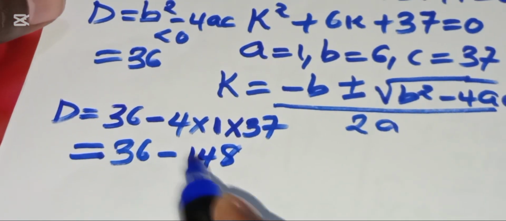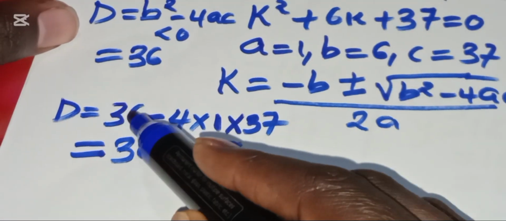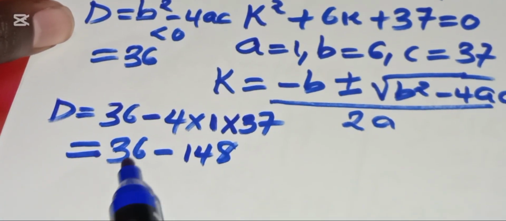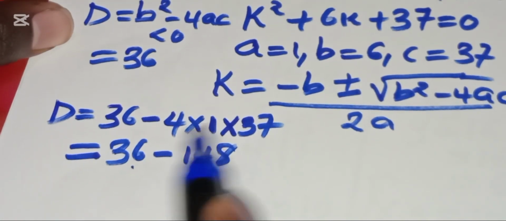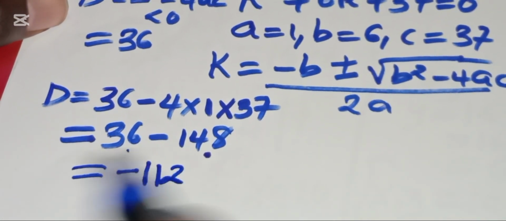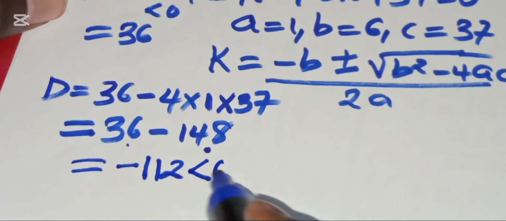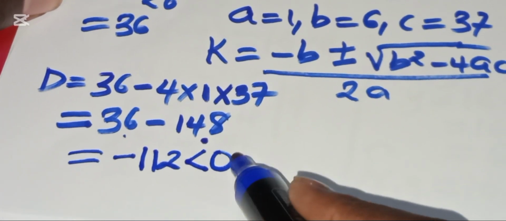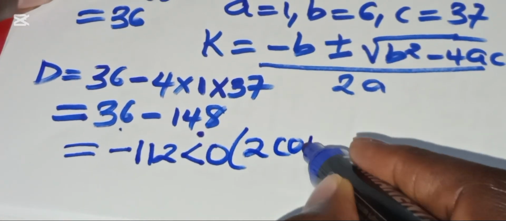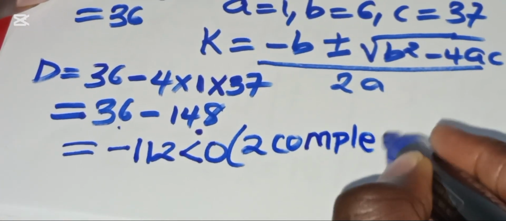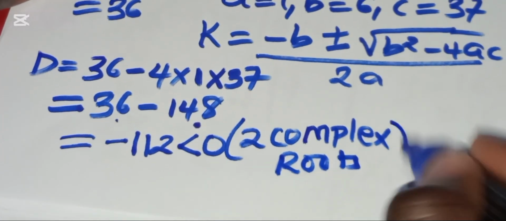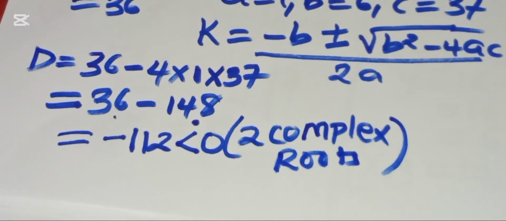So we are saying that the discriminant value is equal to 36 minus 4 times 1 times 37. So we have 36 minus 148, and this is equal to negative 112, which is less than 0. So that means that we have two complex roots, which are imaginary roots. These are not real roots, these are imaginary roots.